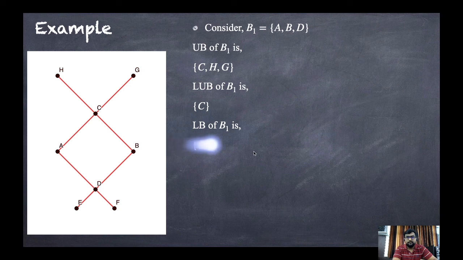So D, E, F, they are the lower bounds. Now what is the greatest one? It is very clear. So the greatest one is D.